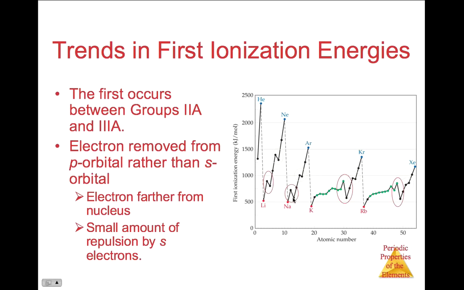This one right here is actually the element aluminum, and its outermost electron is in the 3p orbital, and it's more difficult to remove one from magnesium right here because it has a full 3s orbital. Same discontinuity occurs here.